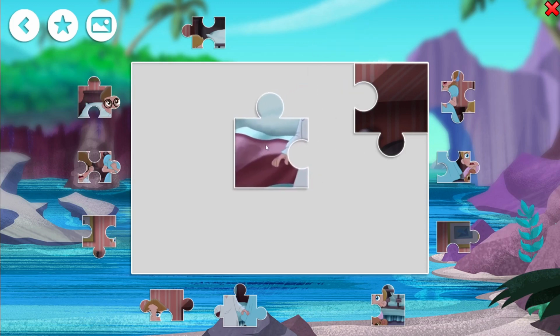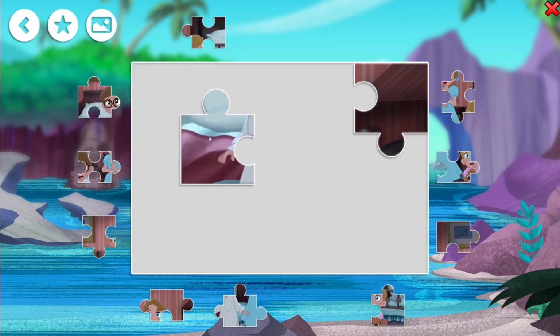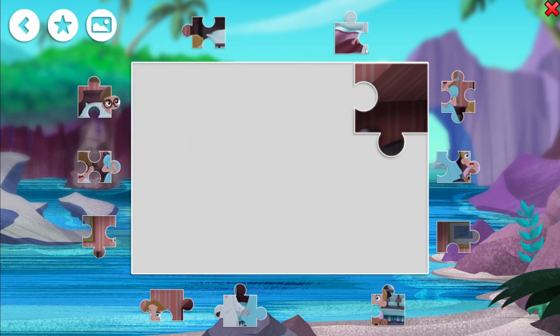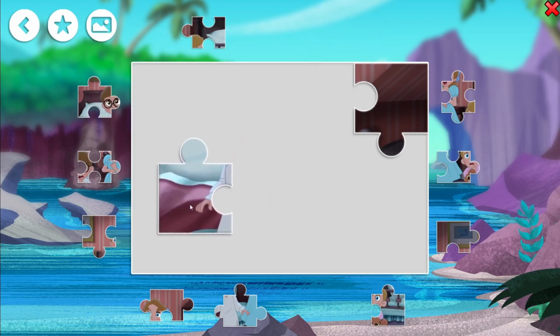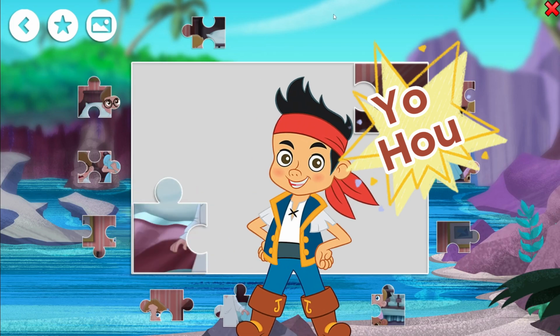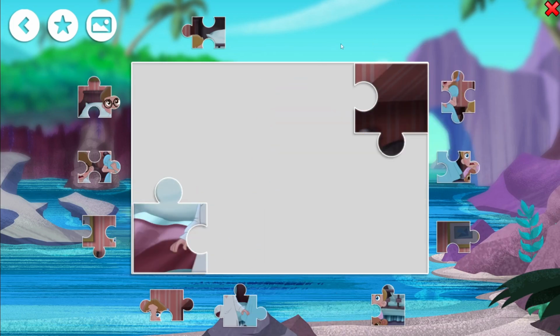We have 3 variants, and I think so. This peach puzzle, maybe this. Oh no, it's not right. Or this. Yes, look, friends, yo ho! It's right. It's right. Corners number 3.